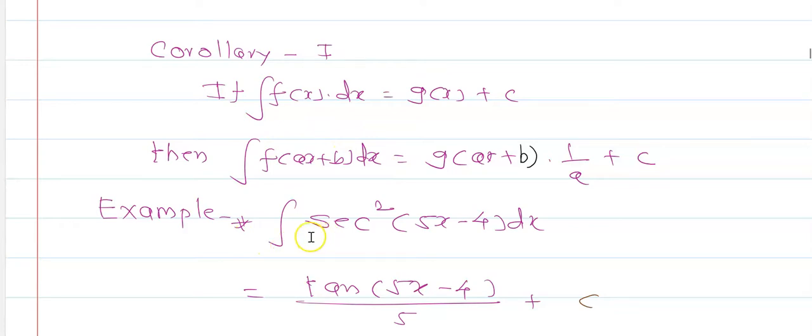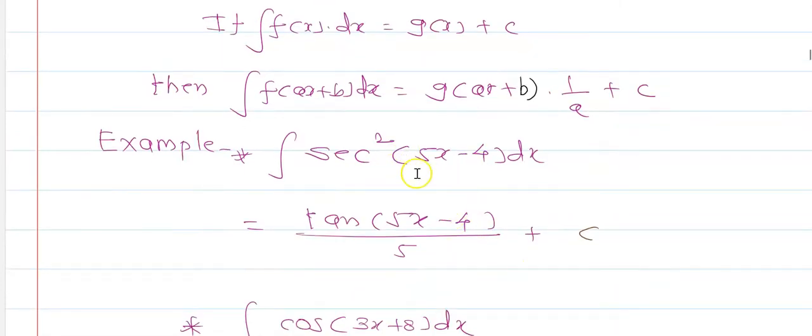In the same manner, here is the integral of sec square of (5x minus 4). Now, this is of the form ax plus b. We can write the integral of sec square as tan of 5x minus 4. But what about the 5x minus 4? Into 1 upon d/dx of 5x minus 4. What is the derivative of 5x minus 4? The derivative of 5x minus 4 is 5. Therefore, the integral of sec square of (5x minus 4) dx is equal to tan of (5x minus 4) upon 5 plus c.